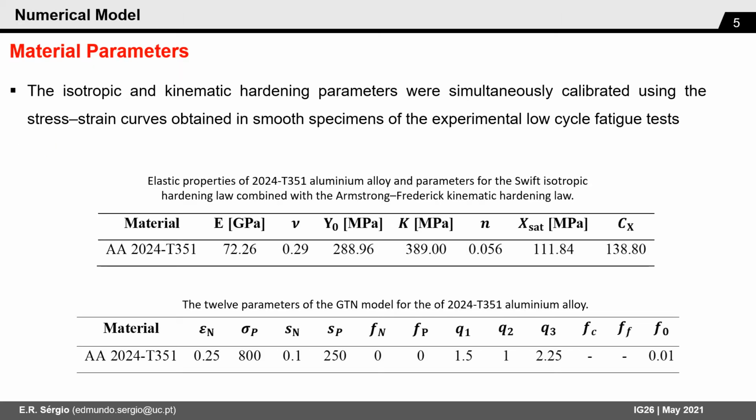The isotropic and kinematic hardening parameters were simultaneously calibrated using the stress-strain curves obtained in smooth specimens of the experimental low-cycle fatigue tests. Parameters for the Gurson-Tvergaard-Needleman, also known as GTN damage model, are shown in this slide, together with elastic properties and parameters for the hardening law and the yield criterion.